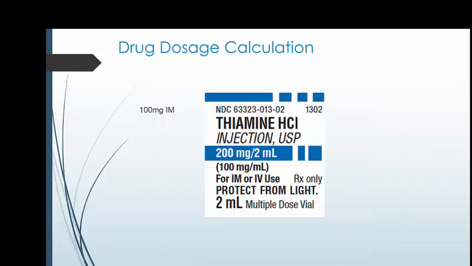For your thiamine, you want to give 100 milligrams IM. This is one of those you can kind of easily look at. Now, if you look at the base concentration, 100 milligrams per milliliter. So right off, you know you need to give 1 milliliter. But let's say that wasn't there. 100 is half of 200. So what's half of 2? 1. So you would give 1 milliliter.